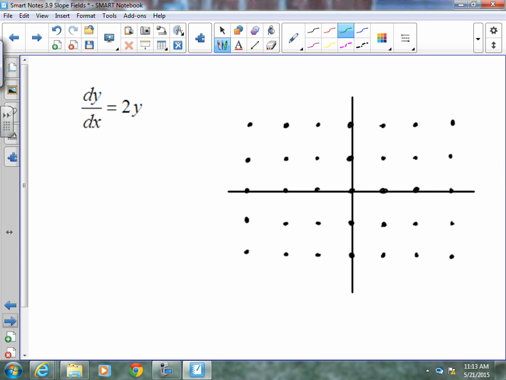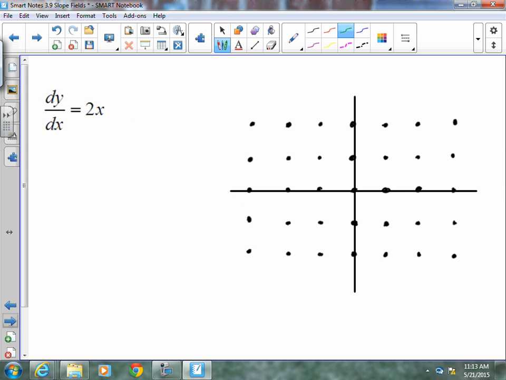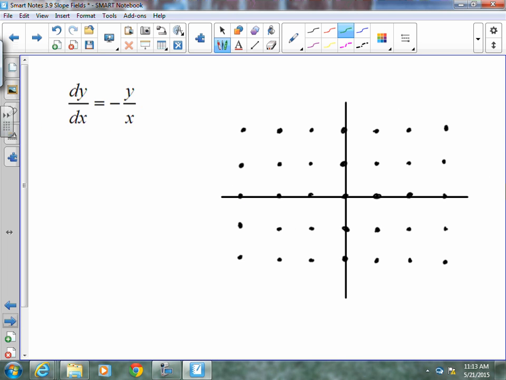I'm going to skip around a little bit. 2y only uses the y coordinate. Move on to the next page. Negative y over x involves both. So, for instance, I like to look for patterns. Anywhere where x is 0, it's going to be undefined, which means it's going to be a vertical line, and that would be all of these places.